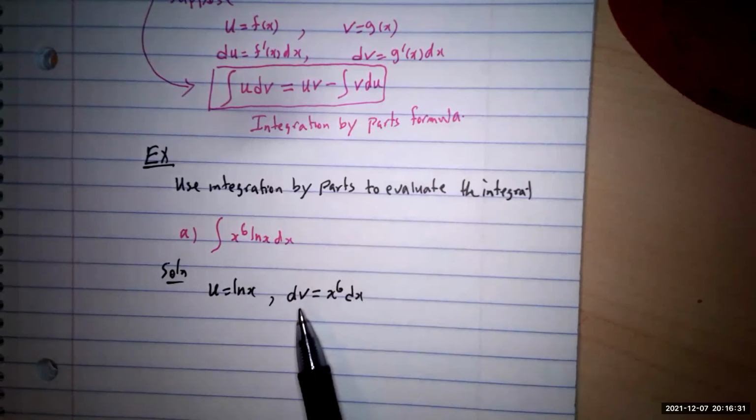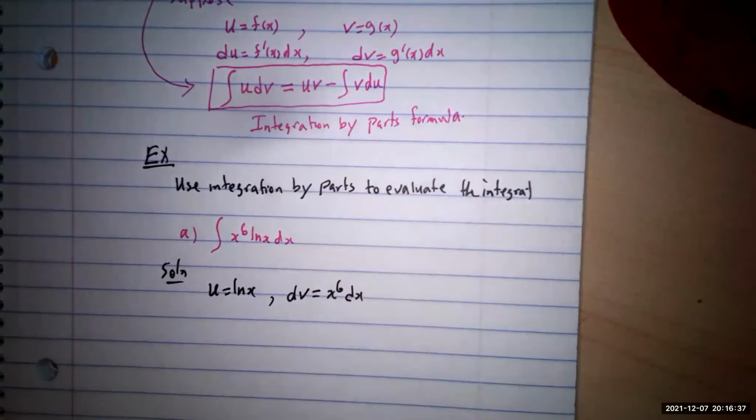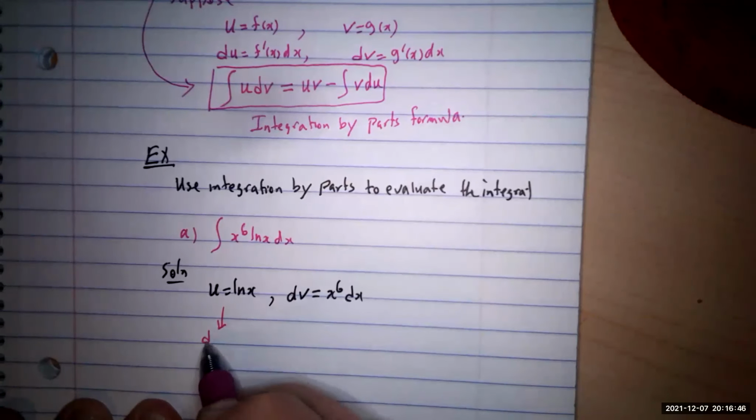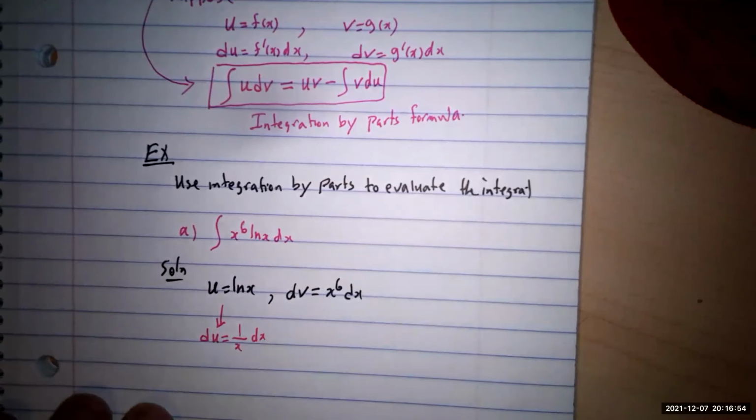The one that you take the dv, integrate to get the v. Then substitute in the formula and then do that. Very easy. Okay, so for this one, differentiate, find the du. Du, remember, is the derivative of ln x, which is 1 over x times dx. That's a du.